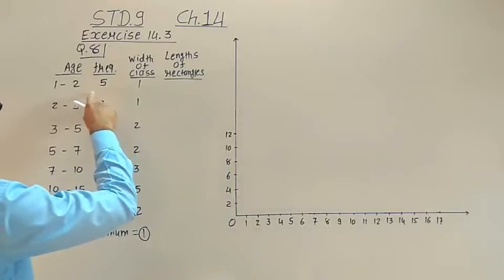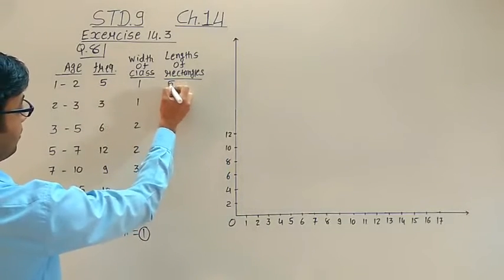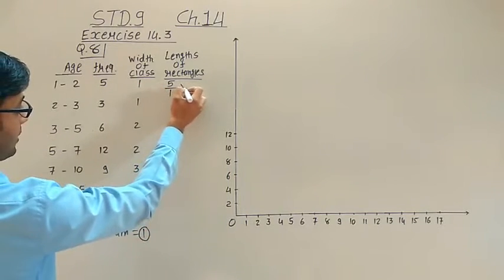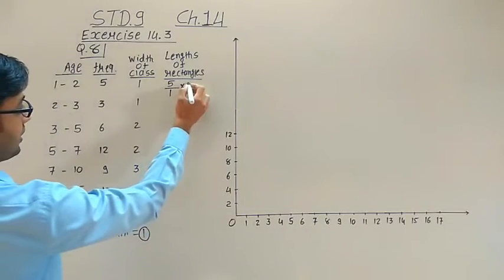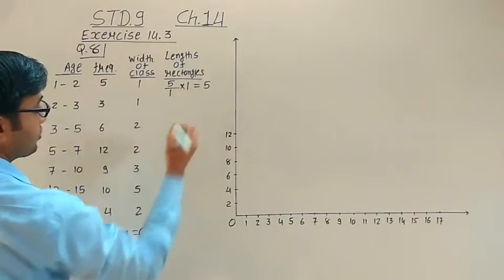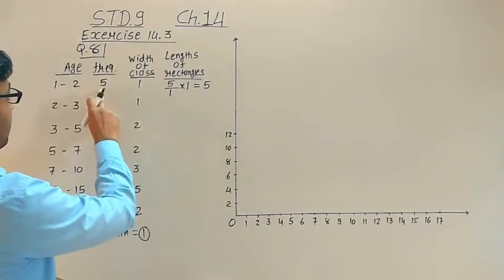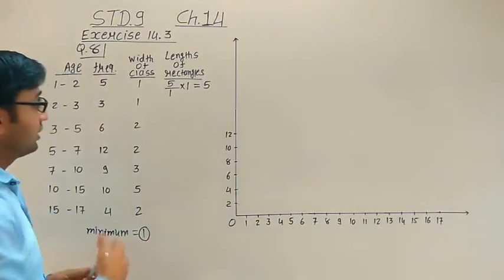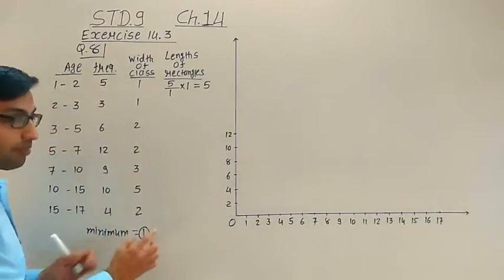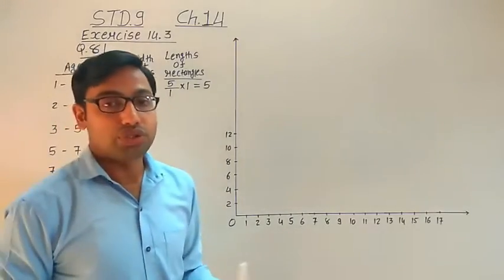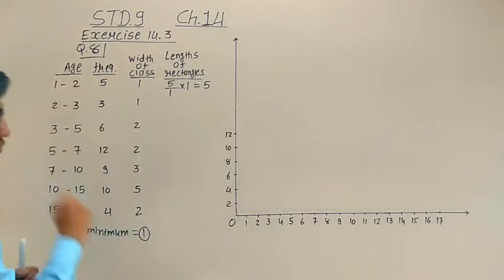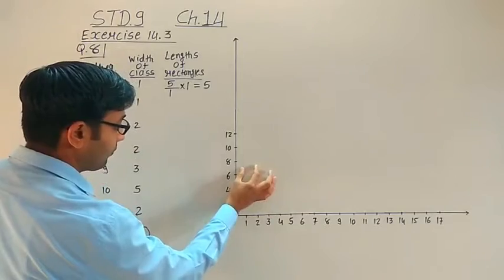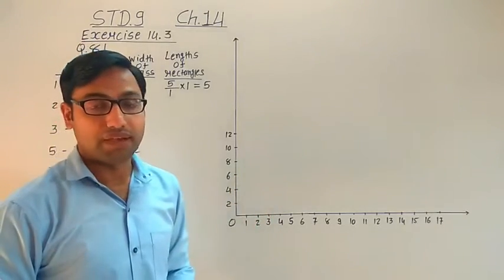For the first class, the frequency is 5. Take the frequency 5, divide it by its class width, which is 1, and multiply by the minimum class width, which is 1. Here again we get the answer 5. So the frequency is 5 and the length of the rectangle is the same, because this class width equals the minimum class width. That is why there is no change. The first class interval is 1 to 2, and here we take the height of 5.